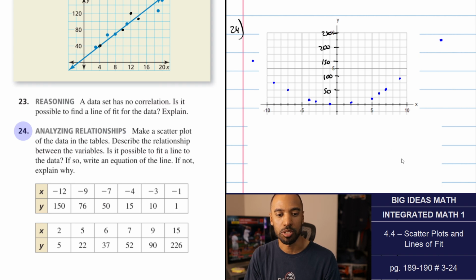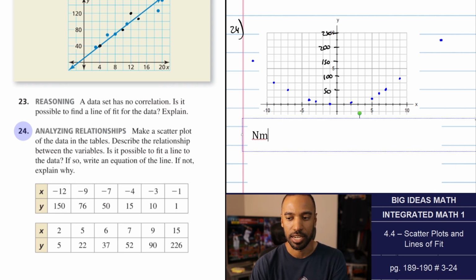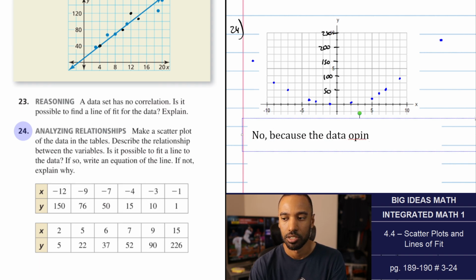So they're saying, is it possible to fit a line to the data? If so, write an equation. If not, explain why. No, I cannot fit a line to this data here. No, because the data points, again, do not form a linear trend. Just like the last one.